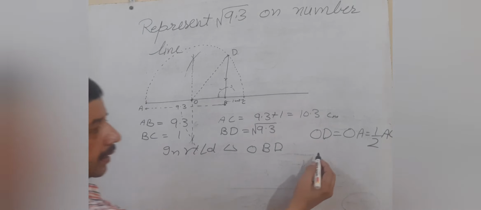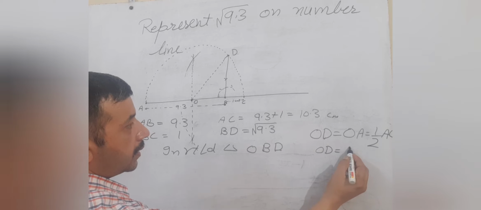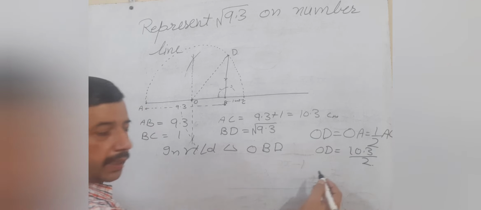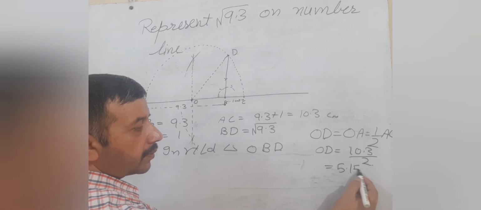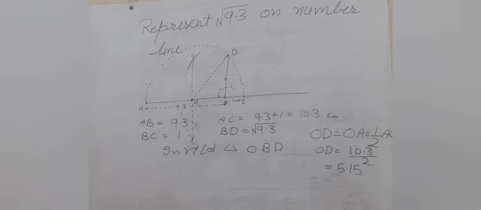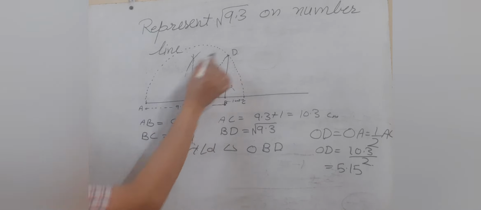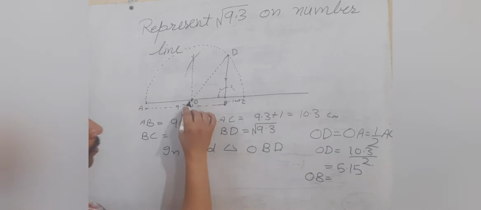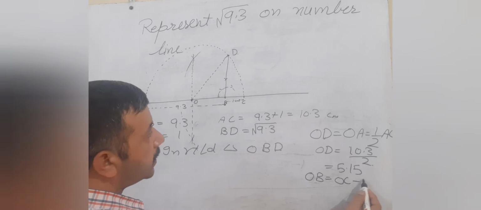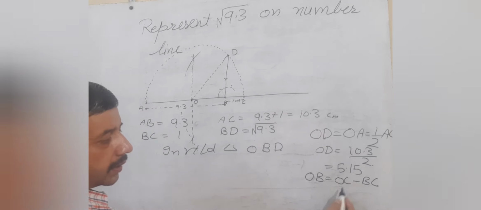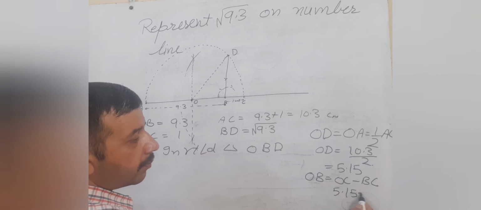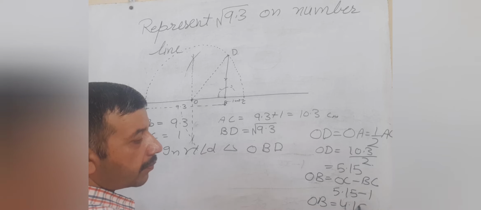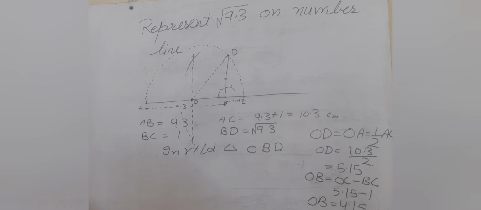Okay, that is OD is equal to AC upon 2, that is 10.3 upon 2, which is equal to 5.15. OC is equal to 5.15, that is equal to OD. Right. Now OB is equal to OC minus BC. Now OC is equal to OD, that is 5.15, minus BC which is 1. Therefore OB is equal to 4.15. Got it?